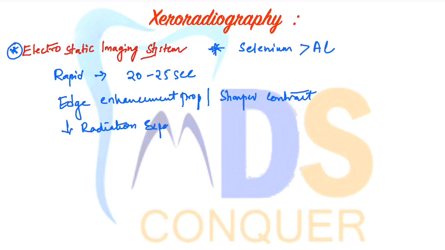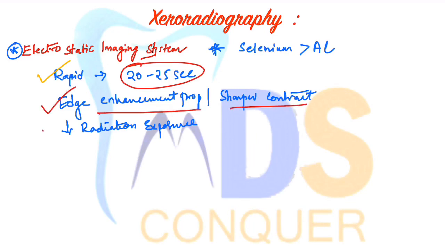Clear? So the three important points that you have to make a note about this: it is very rapid, that is, it takes place in a duration of 20 to 25 seconds. The second one is the edge enhancement property. It has a sharper contrast, and the radiation exposure is very, very less. Coming to the disadvantages associated with this, it has a greater degree of artifacts.